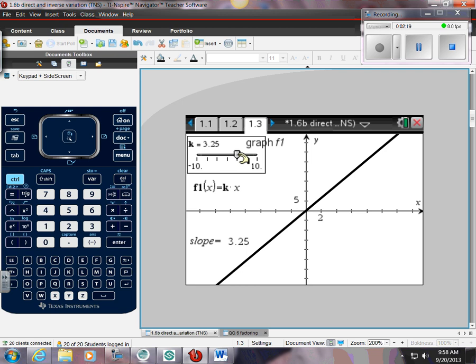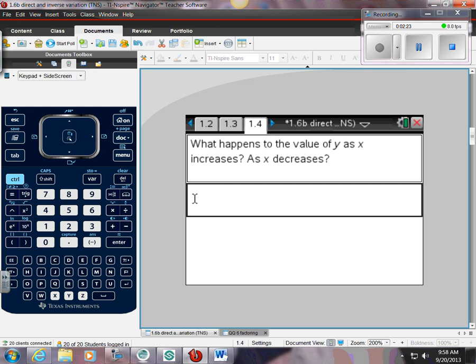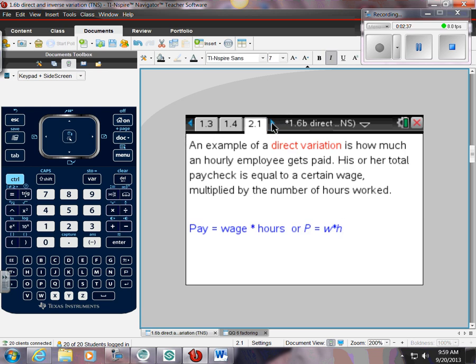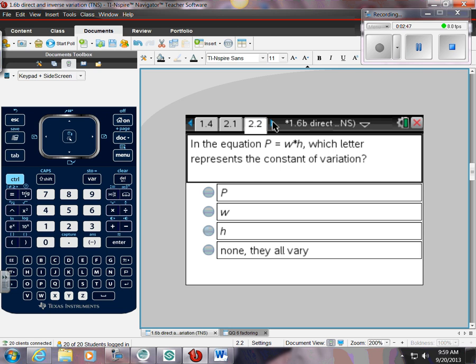Agreed? Okay, so what does this actually mean in real life? We already talked about this. As the value of x increases, y increases, and as y increases, x increases. Everything increases. Good? All right, we're moving on from that then. So an example of direct variation is how much an hourly employee gets paid. His or her total paycheck is equal to a certain wage multiplied by the number of hours worked. We just got done talking about this, so let's try one out.